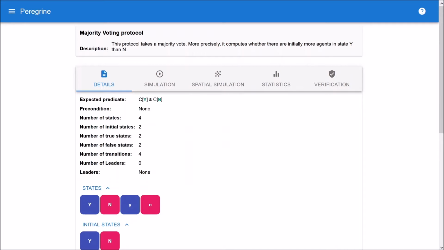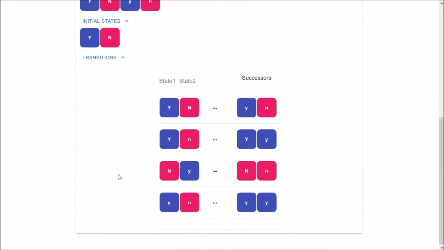Additionally, each state has a binary output represented by the color of the state. Blue stands for true, whereas red stands for false. The four transitions define how the agents change their state when they interact. For example, the first transition tells us that if a capital Y and a capital N interact, they will change their states to lowercase y and lowercase n respectively.